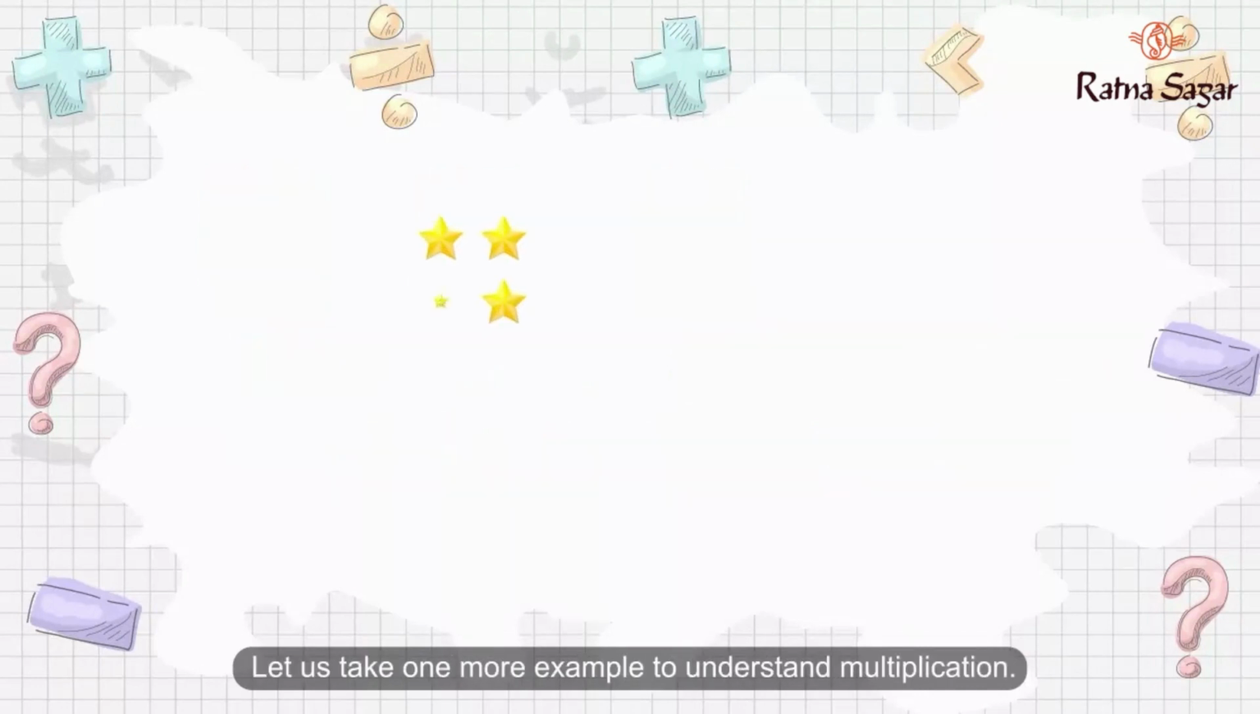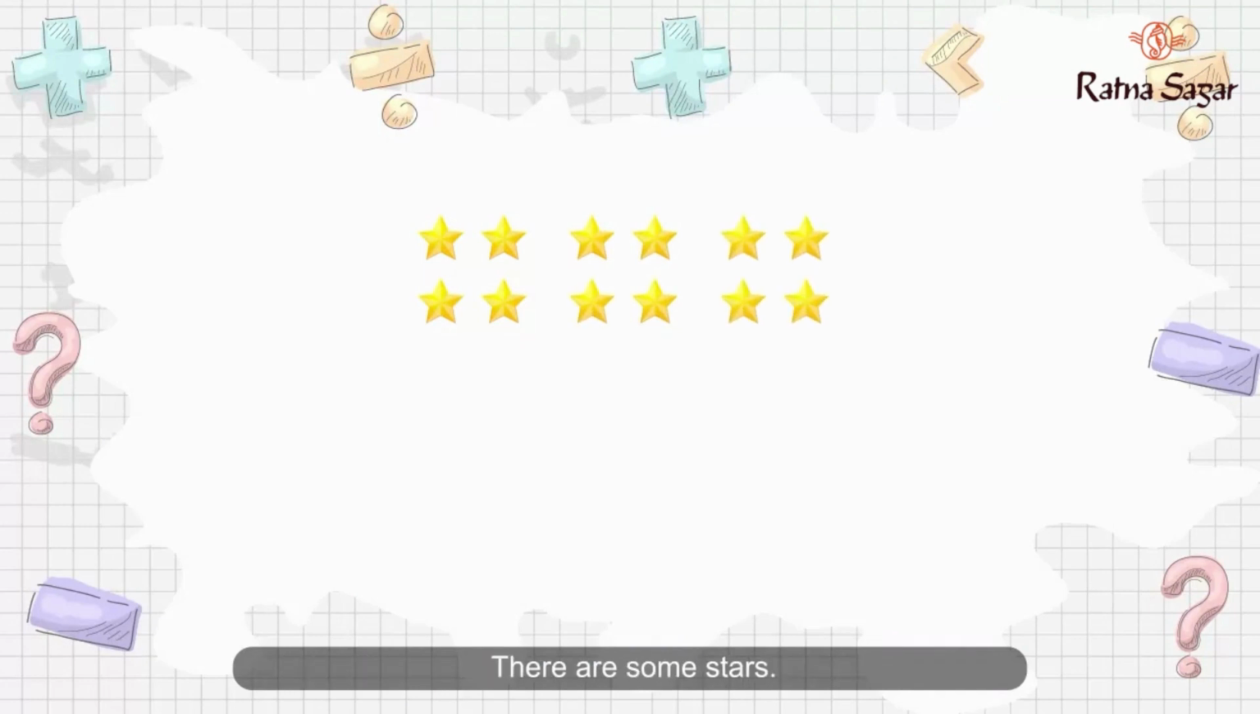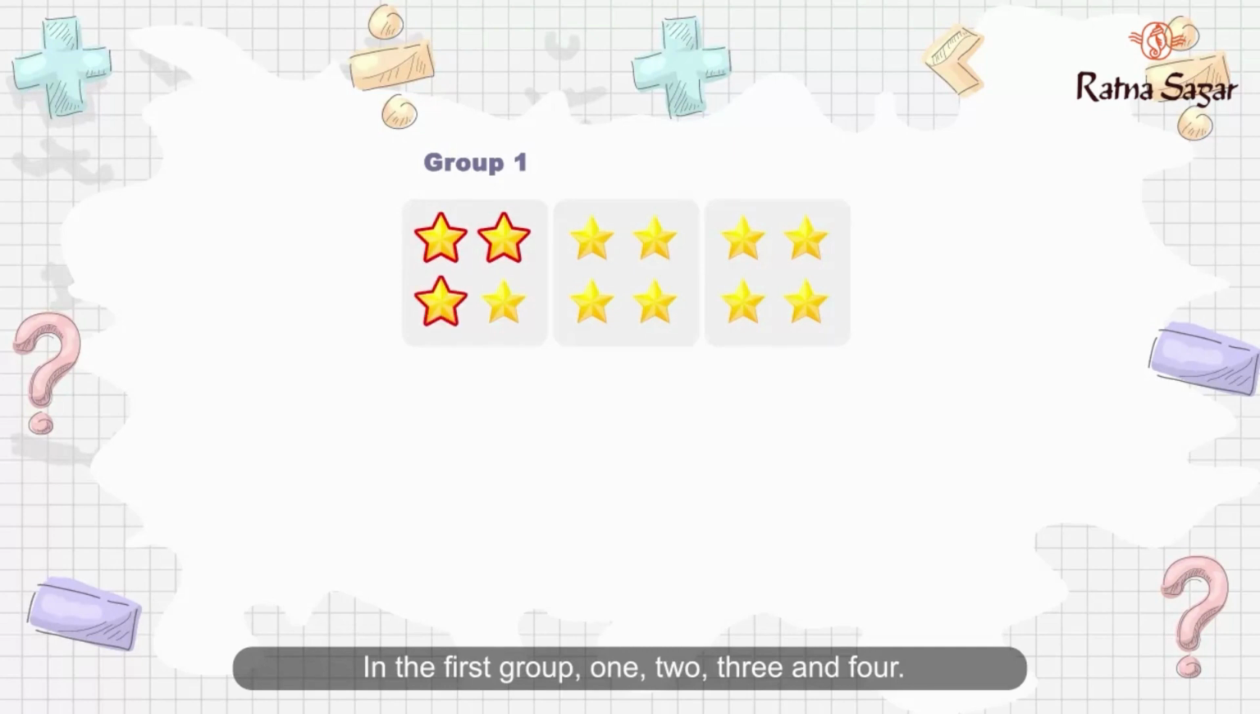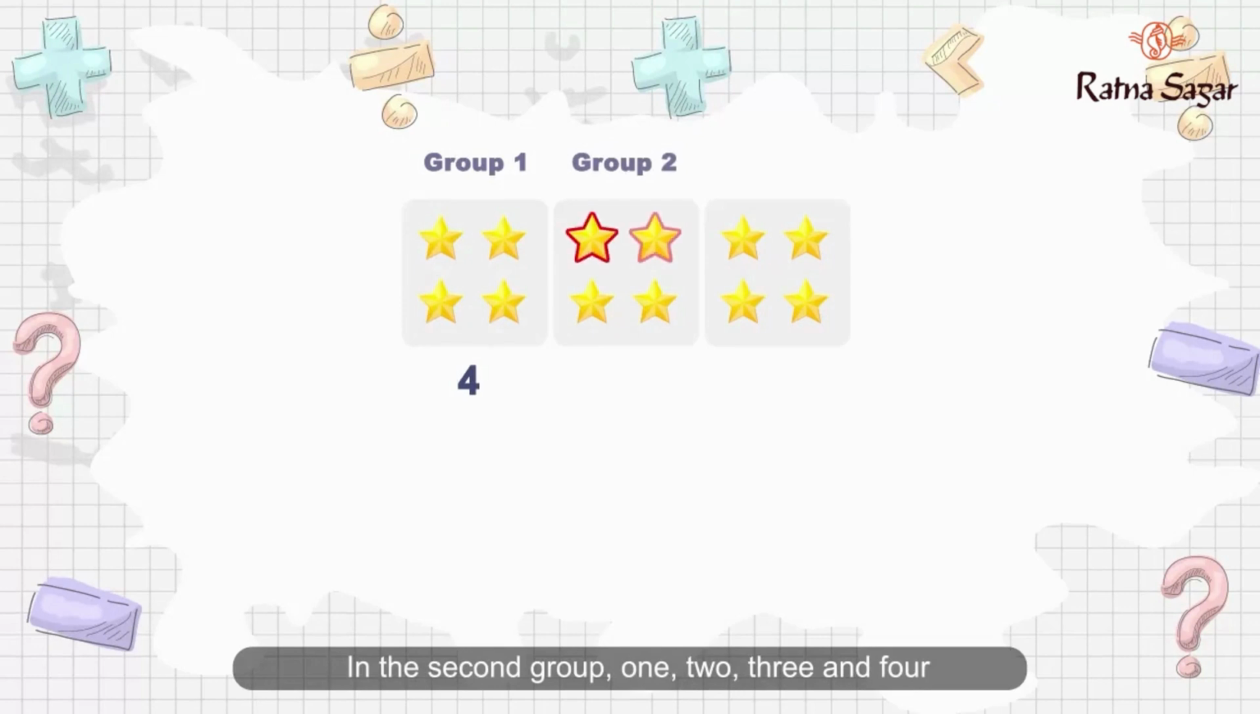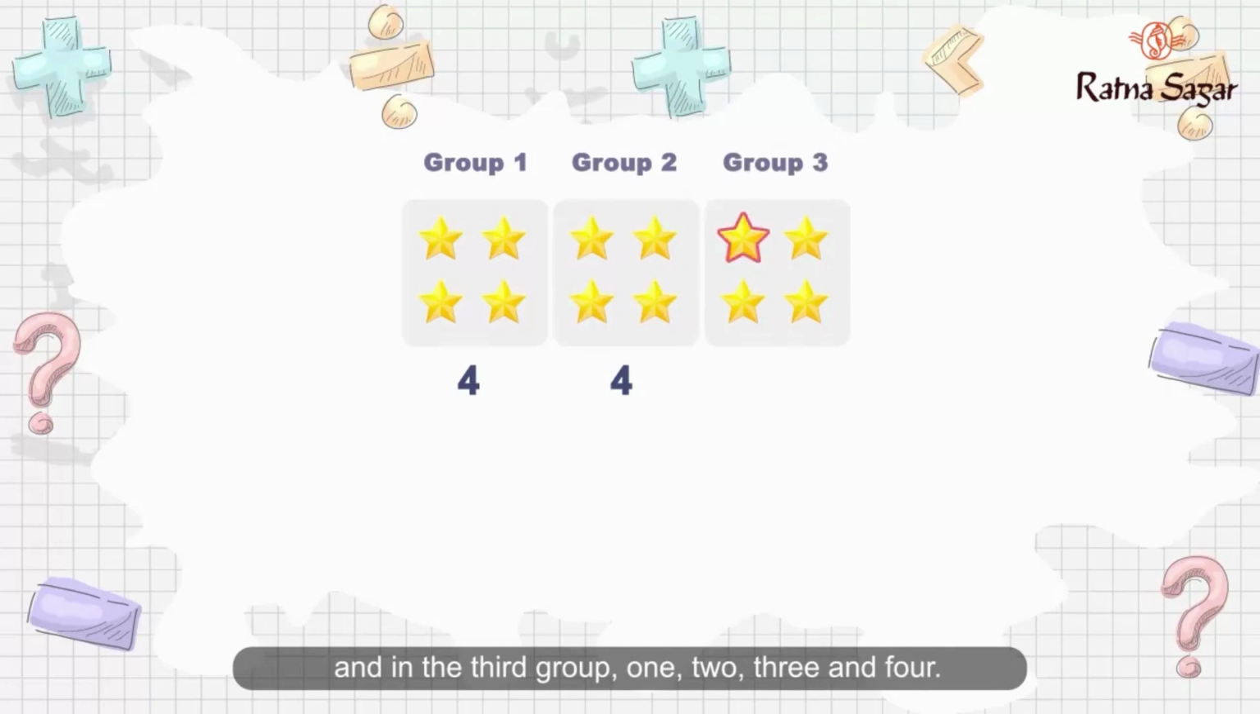Let us take one more example to understand multiplication. There are some stars. All are in groups. Let's count how many stars are there in each group. In the first group, 1, 2, 3 and 4. In the second group, 1, 2, 3 and 4. And in the third group, 1, 2, 3 and 4. So, each group has 4 stars.